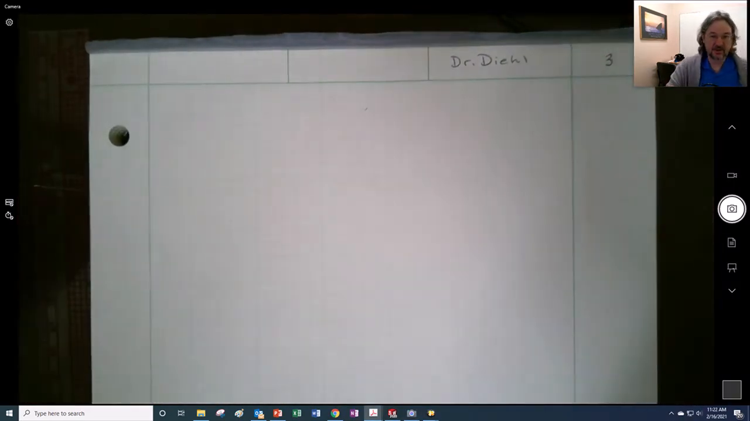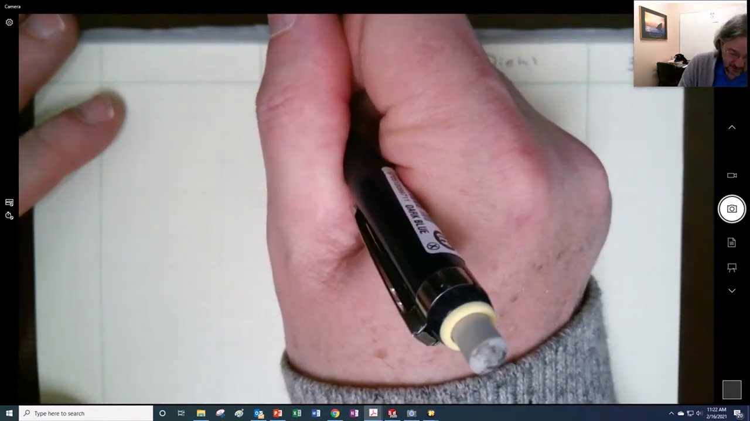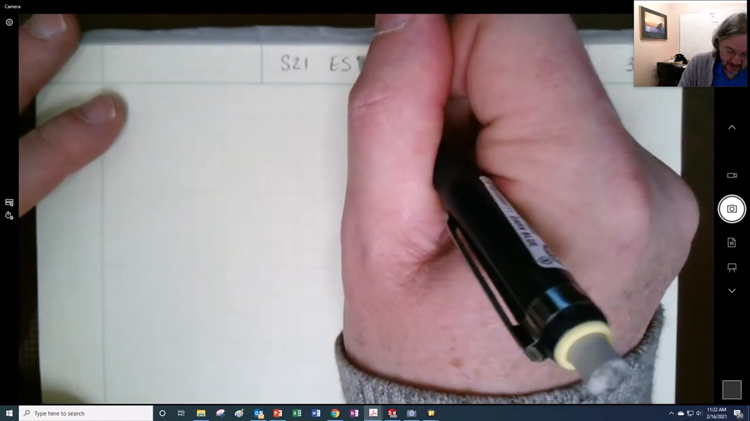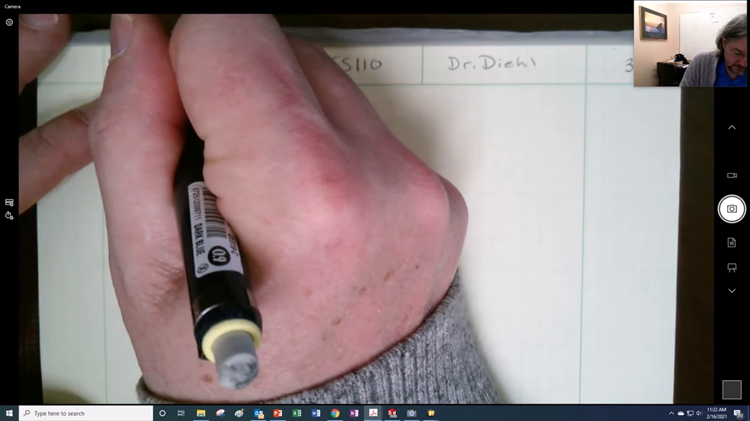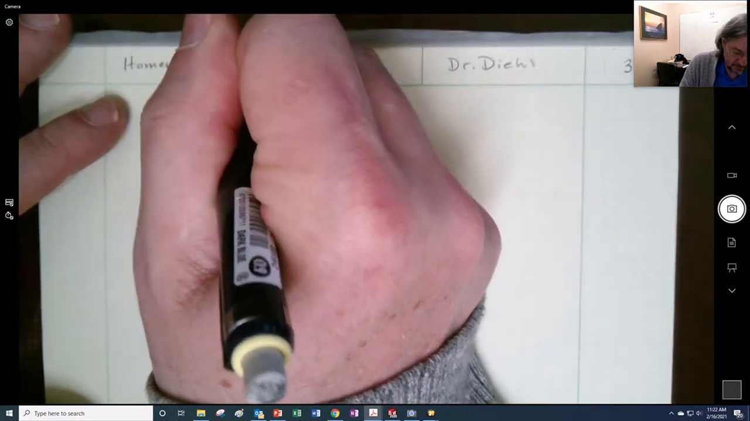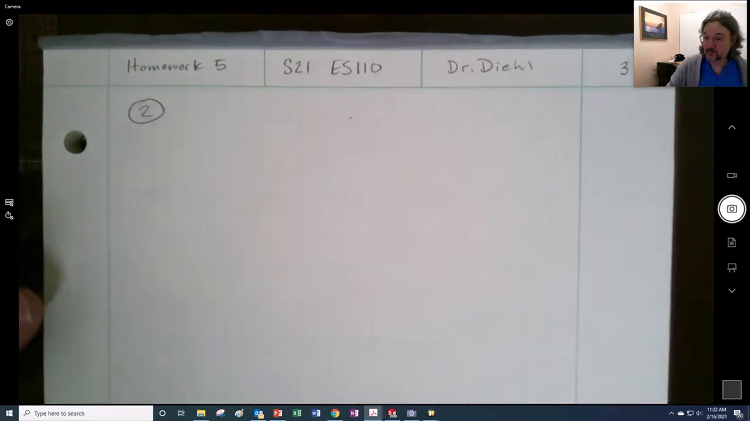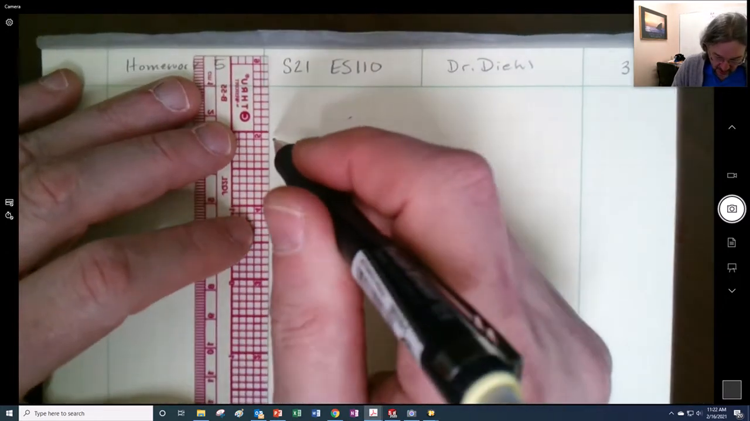All right, so I have to write out a lot of this. I didn't do the diagram here, but I started to write things down. This is ES110, homework 5, problem 2. These are long problems. All right, so let me draw this thing up.